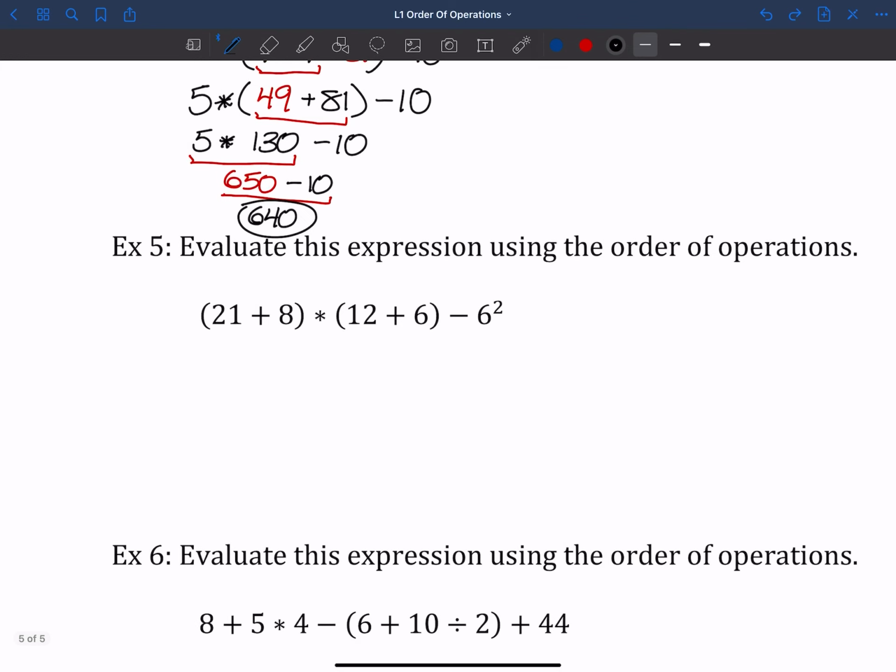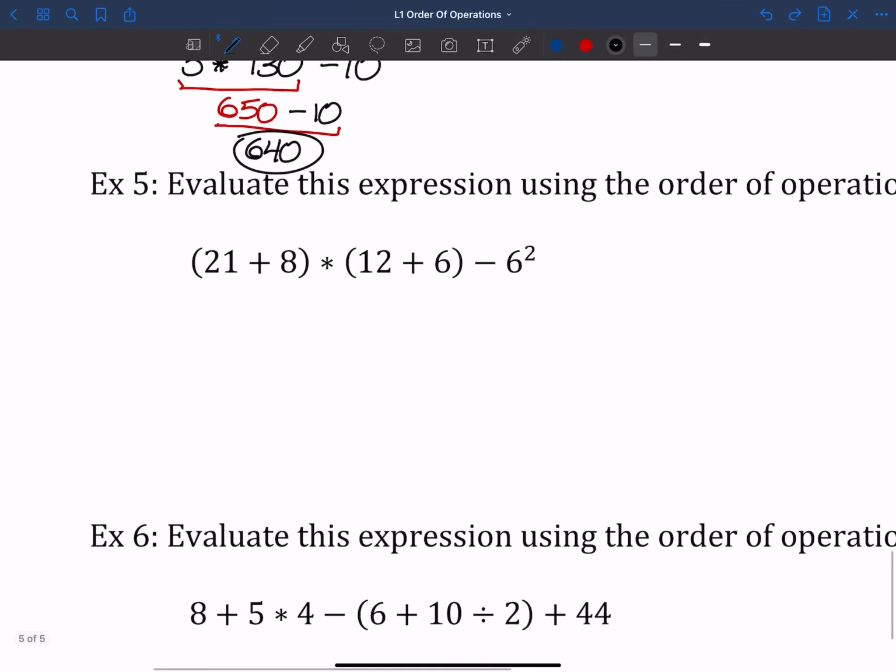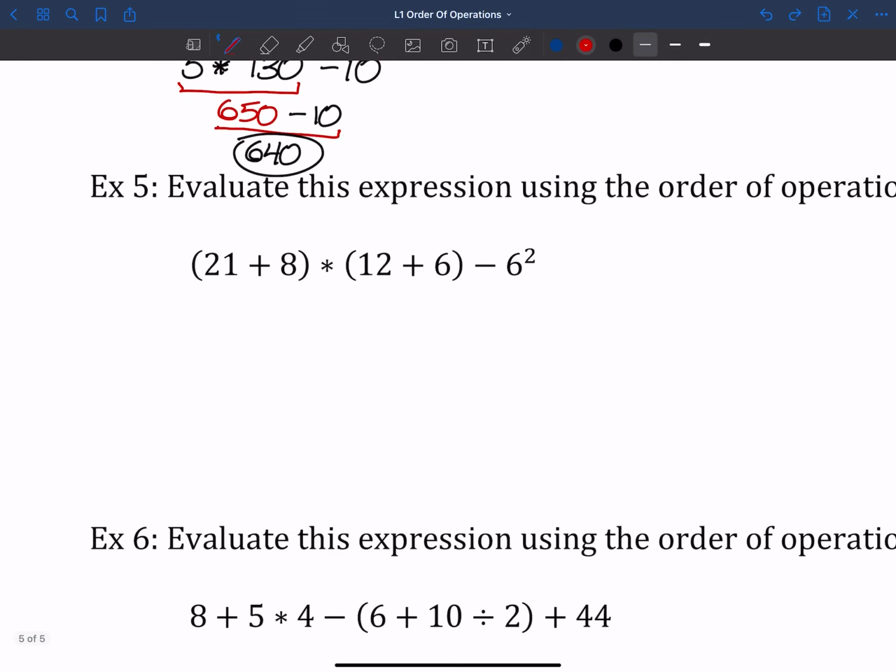All right, let's take a look at another few, and then we'll call it there. Same kind of deal here. I'm going to go through this on the quicker side because it's pretty similar to what we just did. I've got these two sets of parentheses that I'm going to take care of. 21 plus 8 is 29. 12 plus 6 is 18. Bring everything else down just as it was.